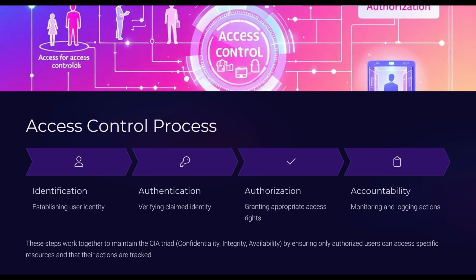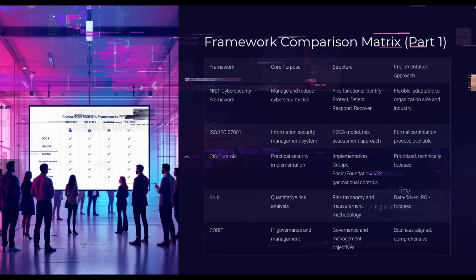Confidentiality is maintained by preventing unauthorized access. Integrity is preserved by ensuring only authorized changes occur, and availability is supported by providing timely access to legitimate users while blocking potential threats. Real-world implementations include multi-factor authentication for sensitive financial data, role-based access control in healthcare settings, and comprehensive audit logs for regulatory compliance.